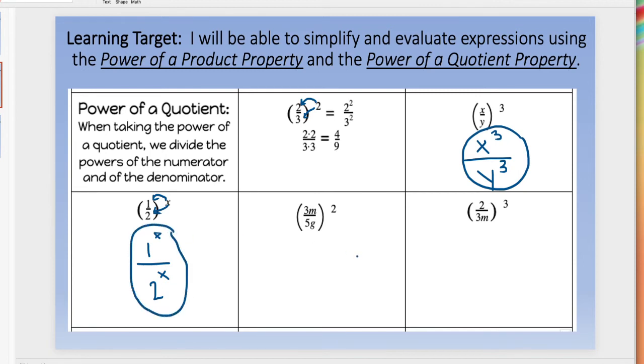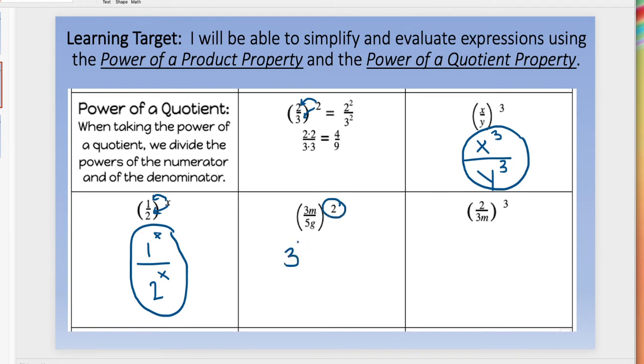All right, this next one looks like we're actually going to be combining some properties because I have both multiplication and division. I have in my numerator the 3 that's being multiplied by the m, and in the denominator the 5 that's being multiplied by the g. So I'm actually going to use the power of a product property and the power of a quotient property. But basically, it's the same concept, that everything inside the parentheses is going to get this exponent of the 2. So let's start with the numerator.